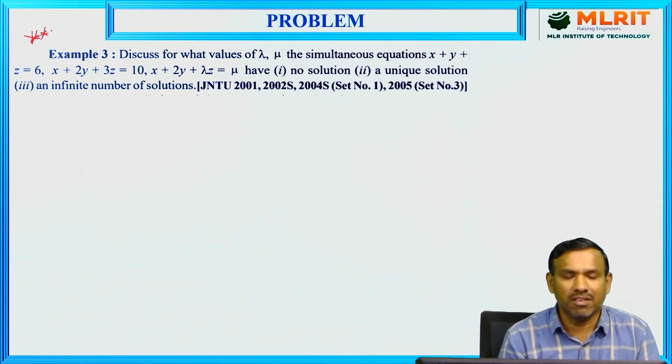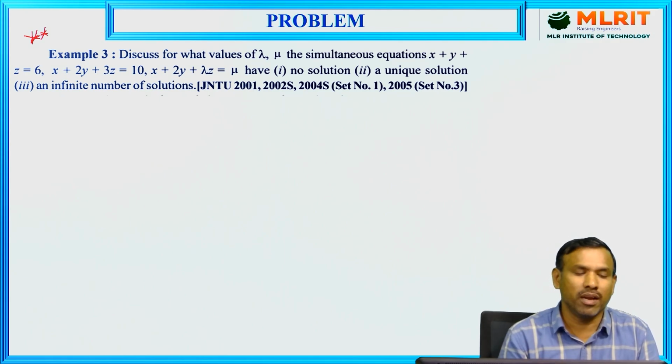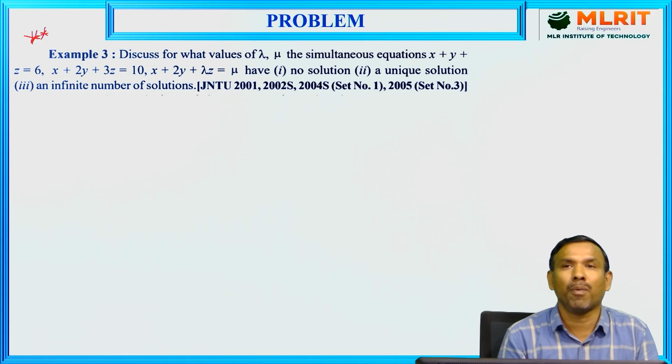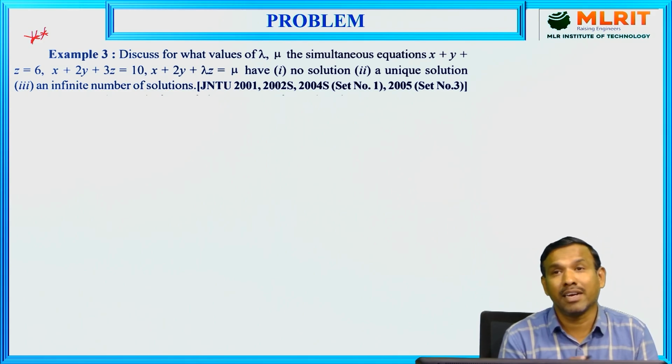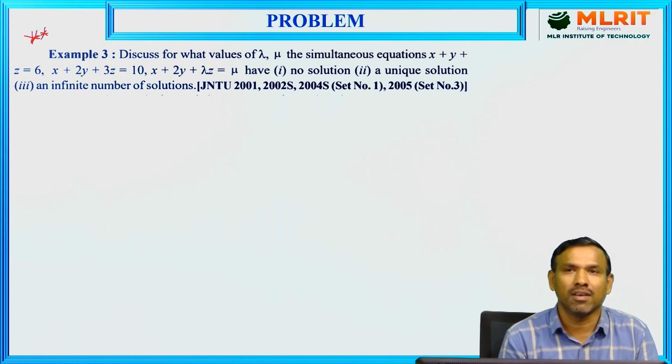Right? Discuss for what values of lambda and mu the simultaneous equations x plus y plus z is equal to 6, x plus 2y plus 3z is equal to 10, x plus 2y plus lambda z is equal to mu have no solution, unique solution, infinite number of solutions. All possible cases are asked. So what are lambda and mu? Arbitrary constants, and they can take any value. So you need to discuss for what values of lambda and mu the given system will have no solution, unique solution, infinite number of solutions.